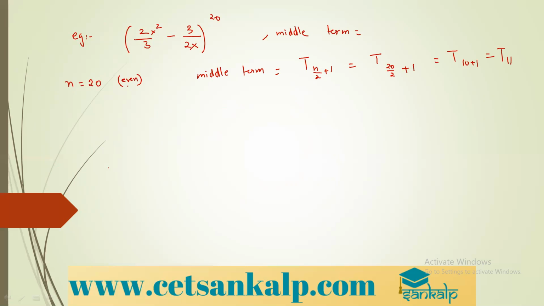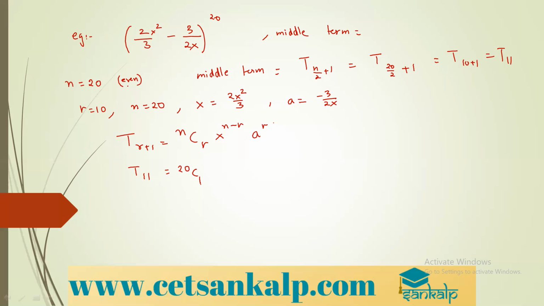Now, how will I find the 11th term? To find the 11th term, T r plus 1 equals n C r x power n minus r a power r. This formula I have to use. So I am finding the 11th term, that means r is 10. n I already know is 20. Then in place of x, I will write 2x square by 3, then in place of a, I will write minus 3 by 2x. All these I will write.